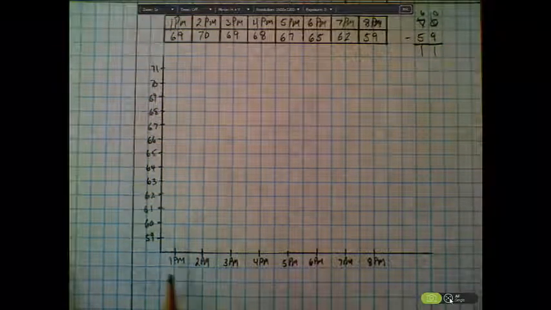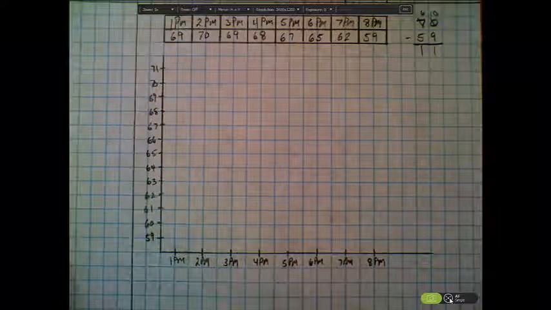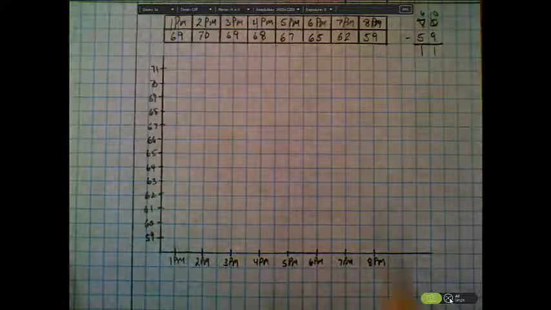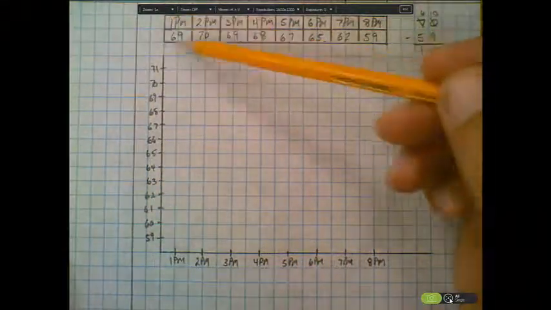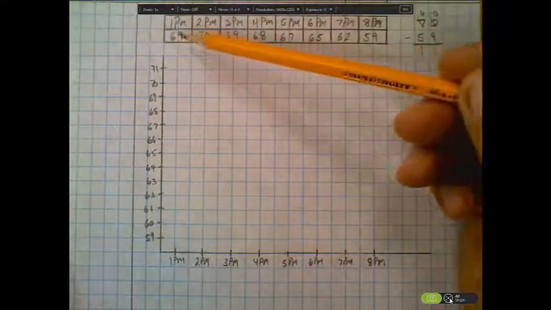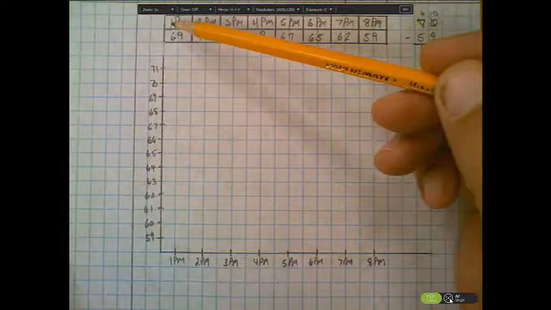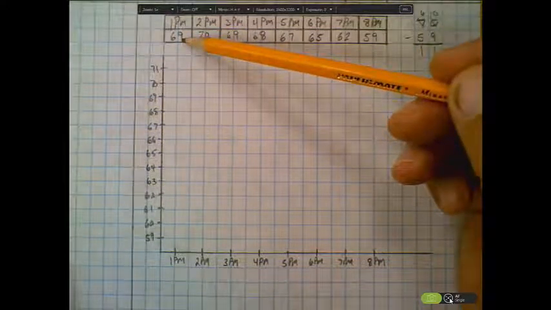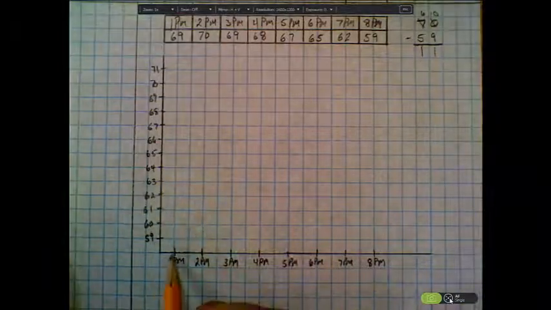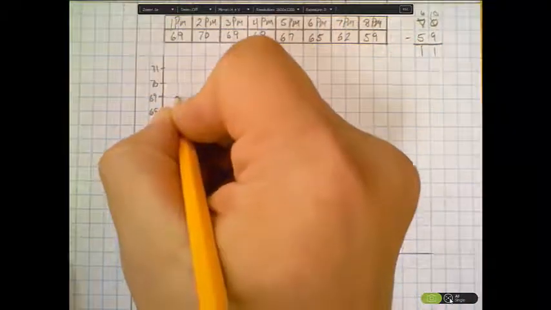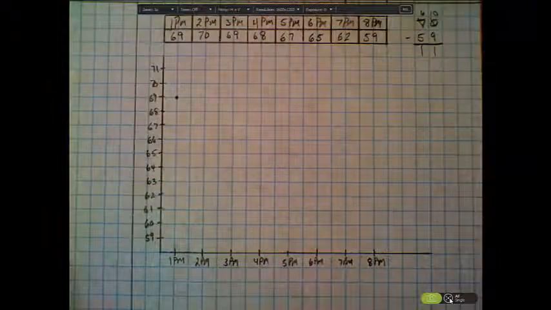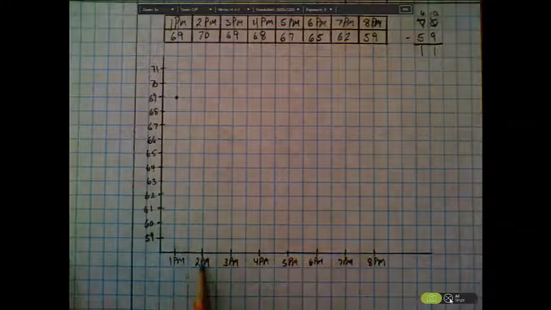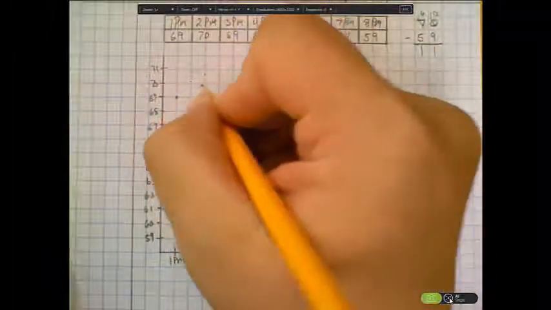So once we've labeled the axes, the next thing we're going to do is plot each of the points. So the first point, we're going to think of these on our data table as an ordered pair. So this ordered pair is 1 and 69. So we're going to look at 1 p.m., go up to 69, and plot a point. The next one is 2 and 70. So we'll put a point there.